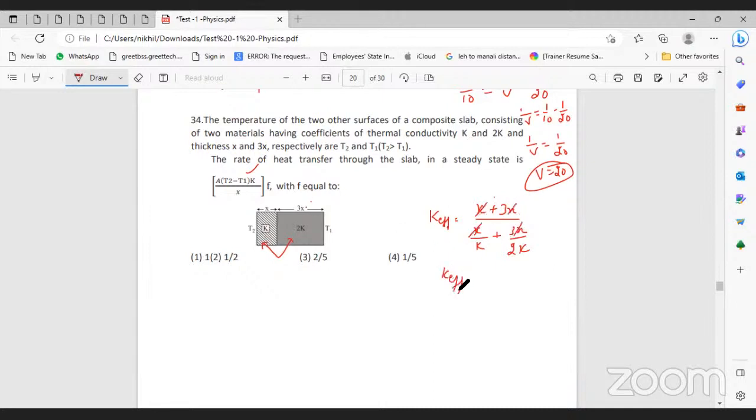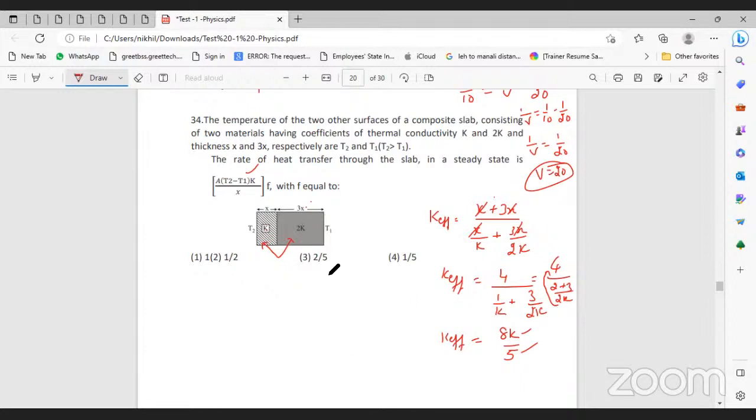So K effective, if you simplify this, you get 1 plus 3 as 4, divided by 1 by K plus 3 by 2K. Take the LCM over here. LCM will be 2K. When the 2K goes up, 4 into 2K will be 8K, and here it will be 2 plus 3, which is 5. So K effective value will be 8K by 5.